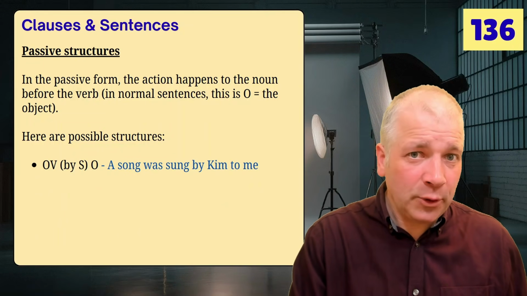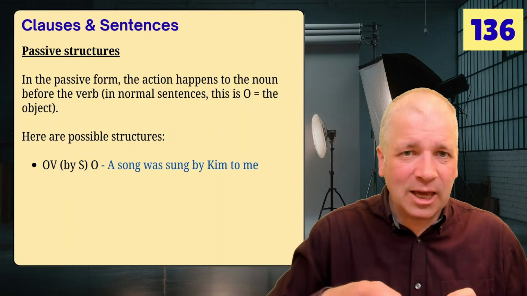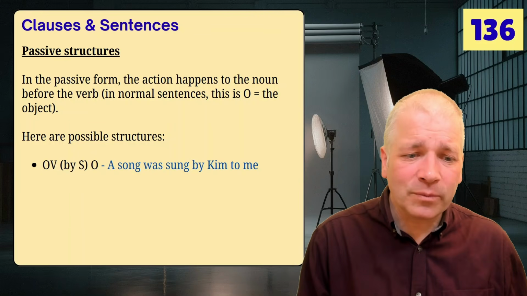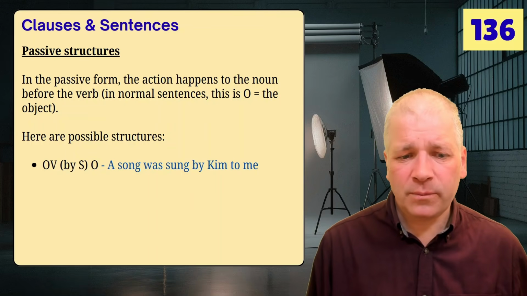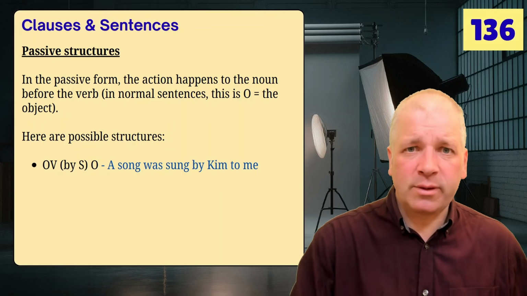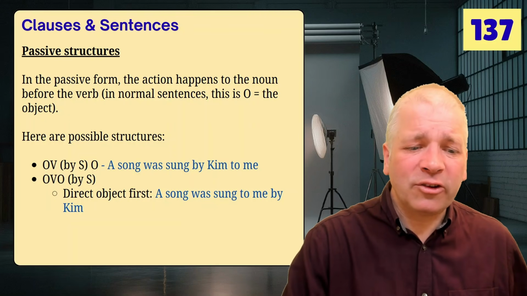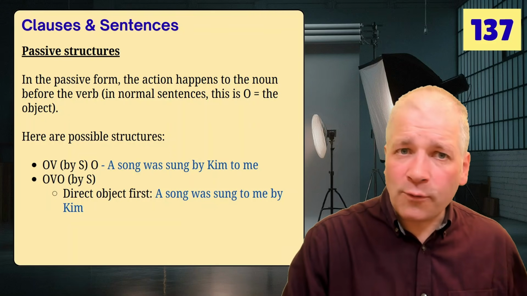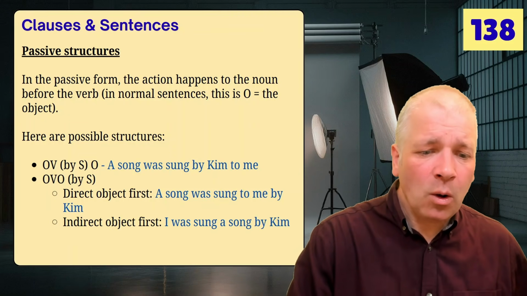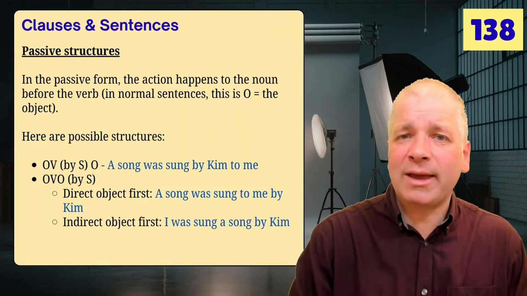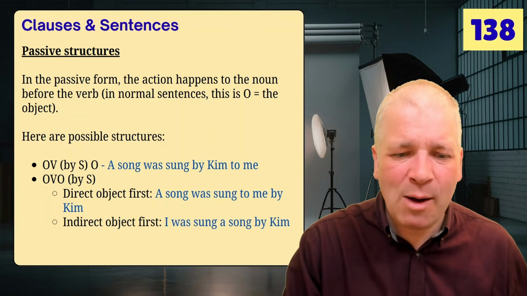Now you could also put in the actor. A song was sung by Kim to me. So by Kim indicates who did it. And we have the direct object and the indirect object. A song was sung and the song was sung to me. We could actually switch the order of all of these words. So I could have said a song was sung to me by Kim, or I was sung a song by Kim. So me goes to the beginning of the sentence because it's in the subject position. Now we use I.